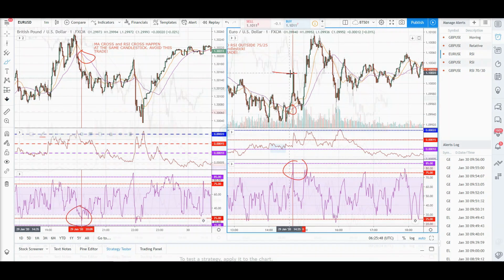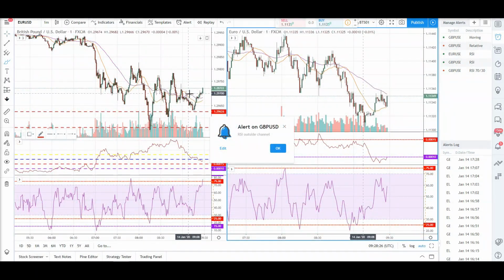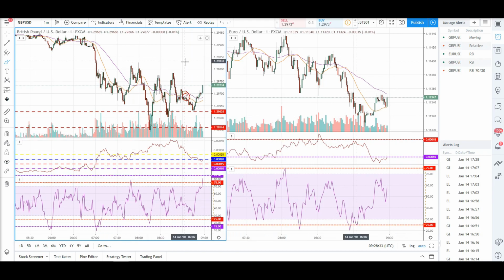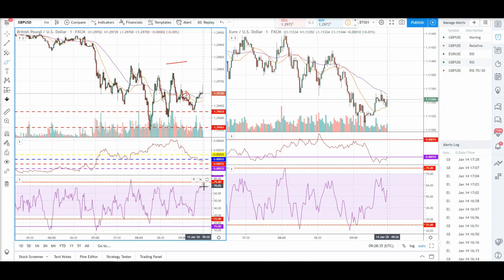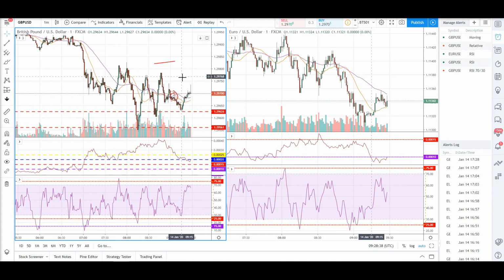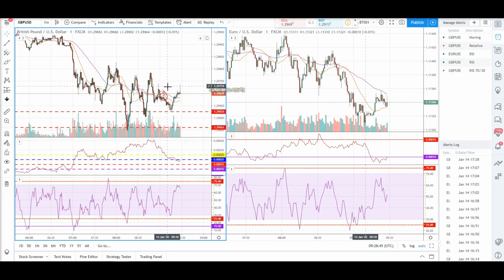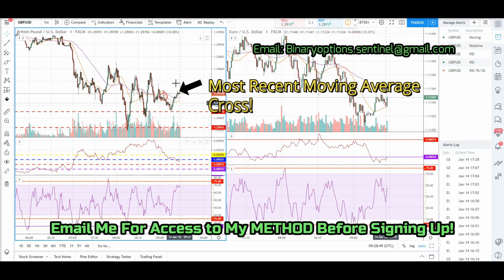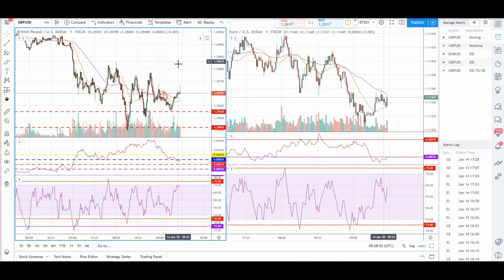Alright guys, we have an alert for GBP USD. Right now, based on the charts, we are looking at a trending market structure and decreasing ATR. In a sense, it's almost like holding. But do note that the red circle that you see on the GBP USD chart is the most recent moving average cross. Since the rule is we will take the first RSI outside channel after the most recent moving average cross.